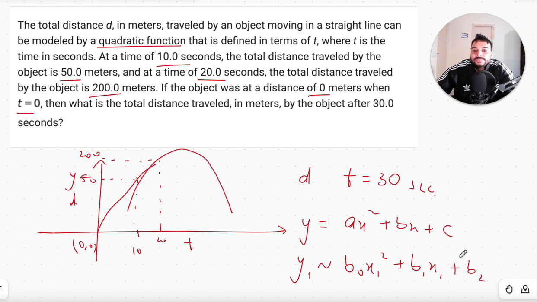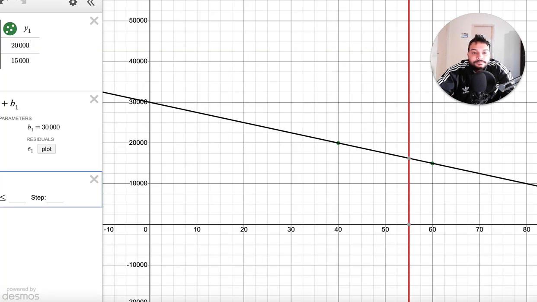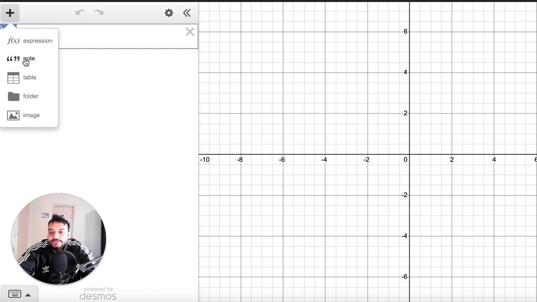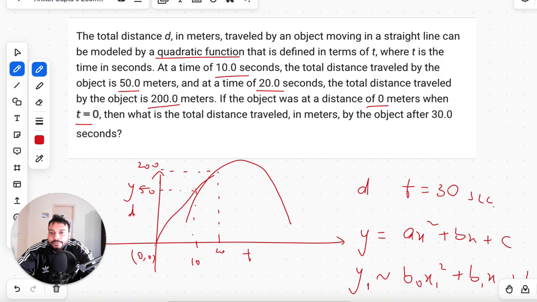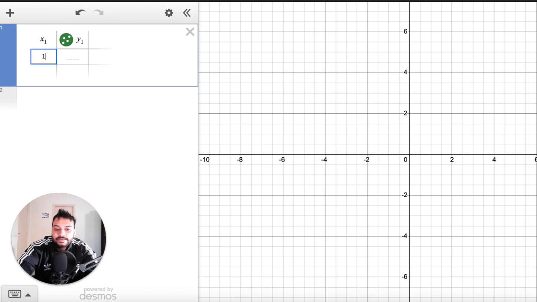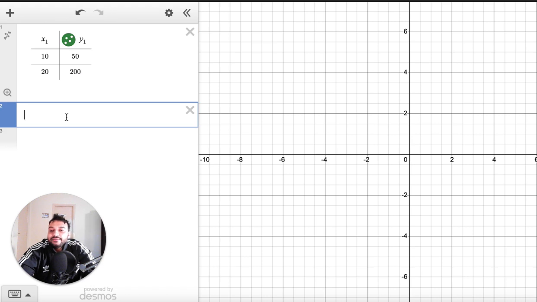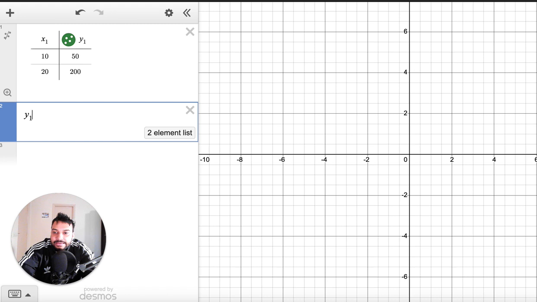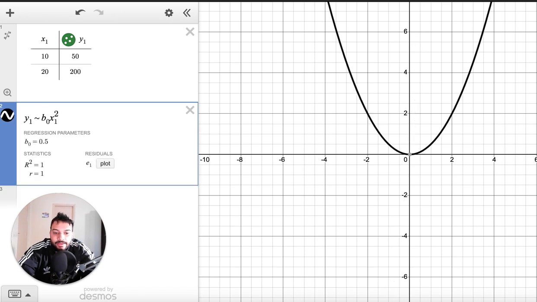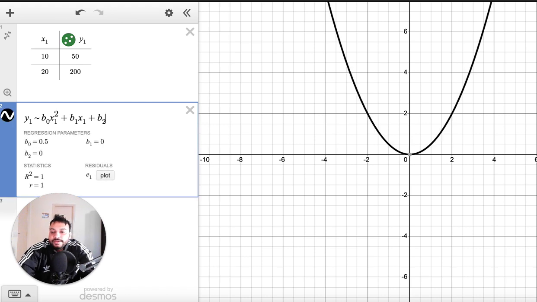Okay, let's go ahead to DESMOS and check. So first we input the points using the table. Okay, so those are 10, 50 and 20, 200. These are the points. Now we write the regression expression. y1 tilde b0 x1 squared plus b1 x1 plus b2. Okay. Here is the quadratic expression.